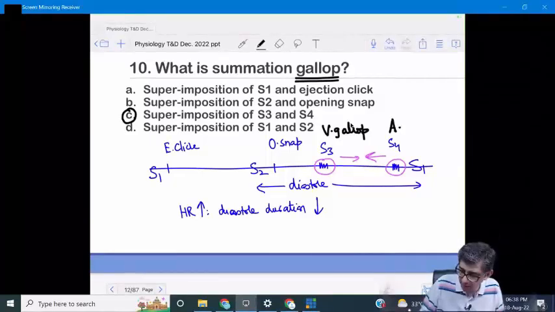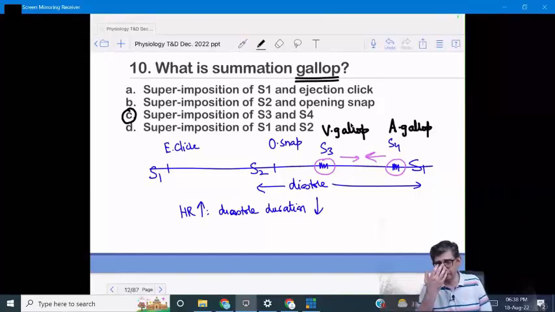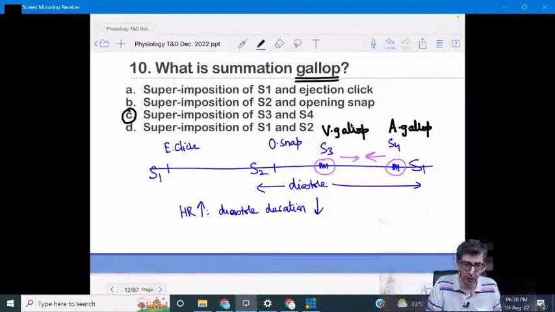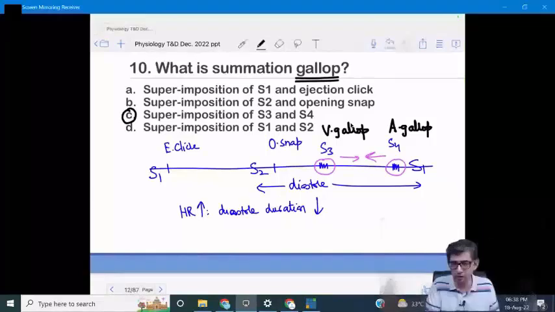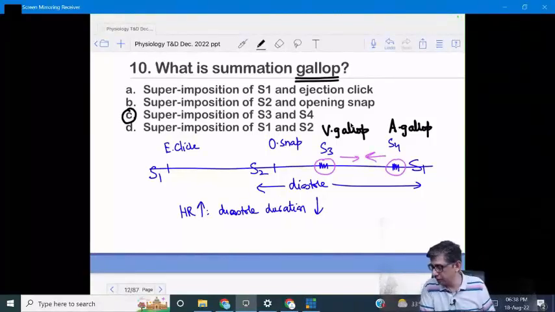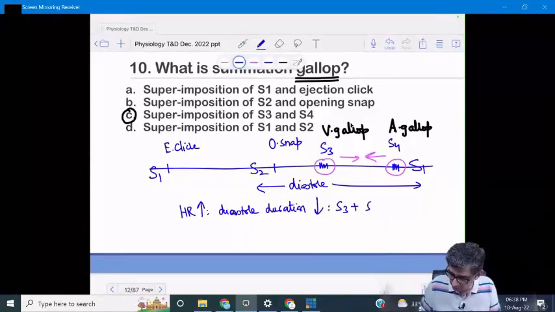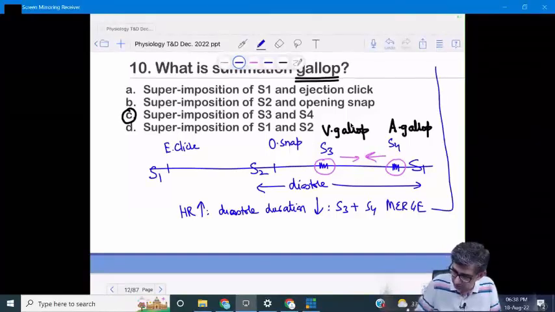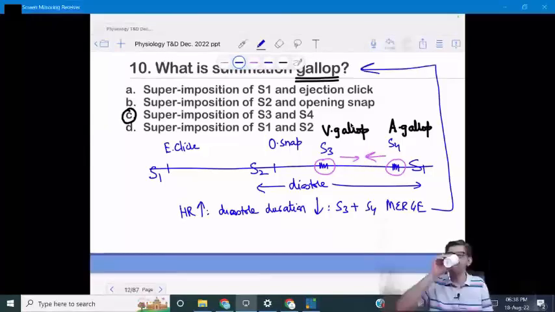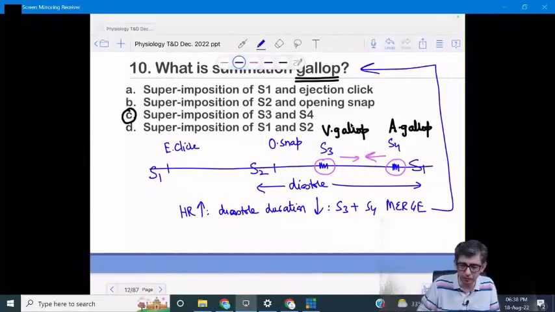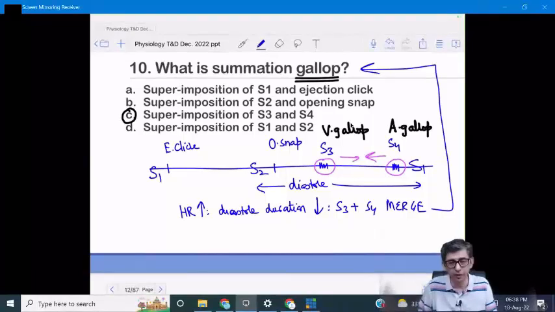So suppose you are not aware that summation gallop is a combination of S3 and S4 in tachycardia. The point is that the word gallop would help you pick up the question because all the other options are not related to S3 S4. All the others involve S1 and S2. The basic logic is S3 and S4 merge, become close, which we call summation gallop. Okay. Answer to 10 is C. The word gallop is sufficient to solve this question by logic also.